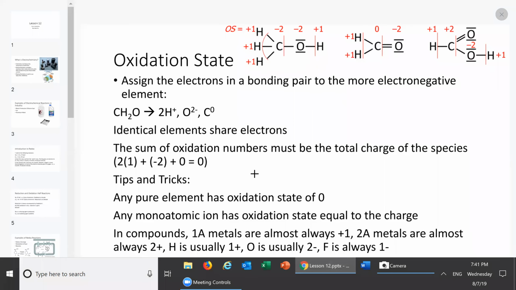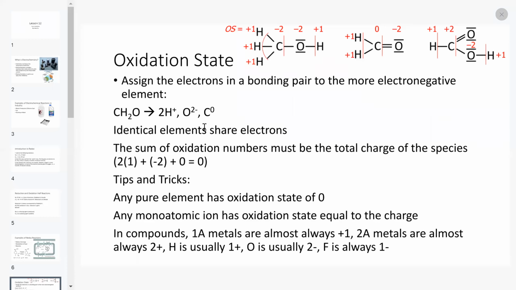So this is the basic idea behind oxidation state. There are some other minor rules. Let's say we have 2 atoms of the same element connected. So we have 2 identical elements connected. Then we split the electrons equally. Okay?